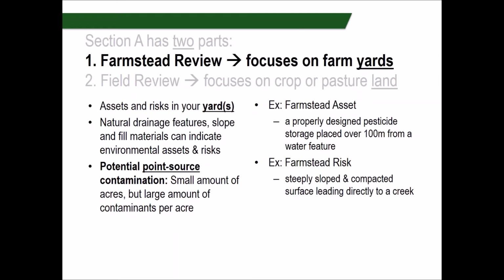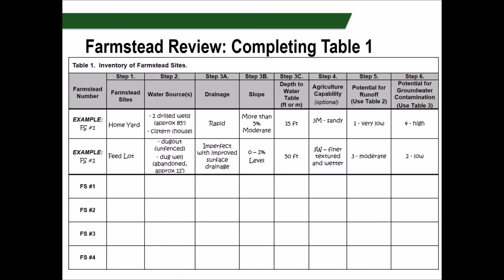An example of an asset, or a good thing, in your yard would be a properly designed pesticide storage unit that's at least 100 meters from a water feature. That's a good thing, that's an asset. On the other end of the spectrum, if your pesticide storage is on a steeply sloped and compacted surface that leads directly to a creek, that is a higher risk. Those are examples of the type of thing that we would look at when we look at your yard sites.